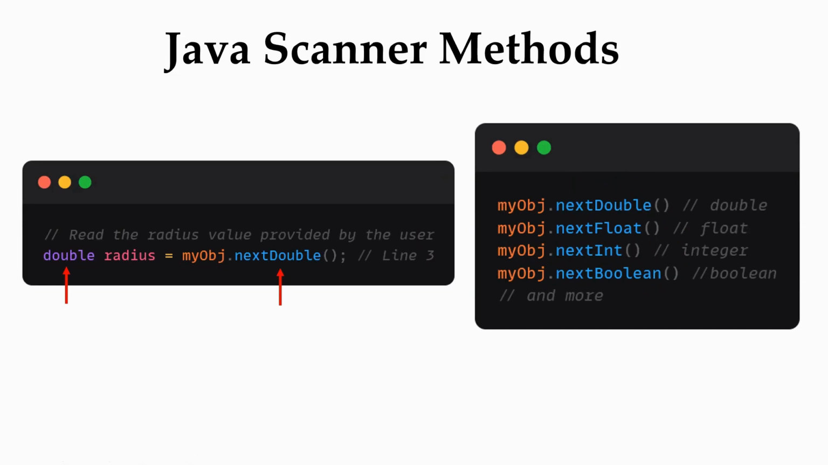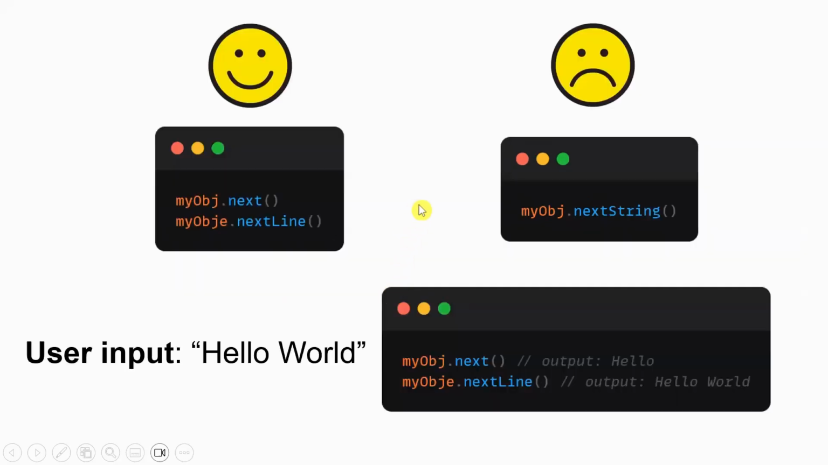Now, do we have a method which we call, for example, nextString to read a string? The answer is no. We do not have a method nextString, but we do have two specific methods here to deal with strings under the scanner class. So the first one is next, and the second one is nextLine. So what are the differences between these two methods? For example, now, if my user input is hello world, if I'm going to use this next method, the output will only be hello, because it will only read the first word from the user input. But if I'm going to use nextLine, it will read the whole line of the user input. So it will print hello world.